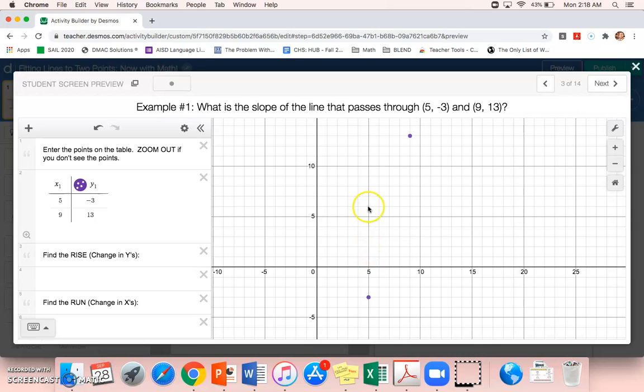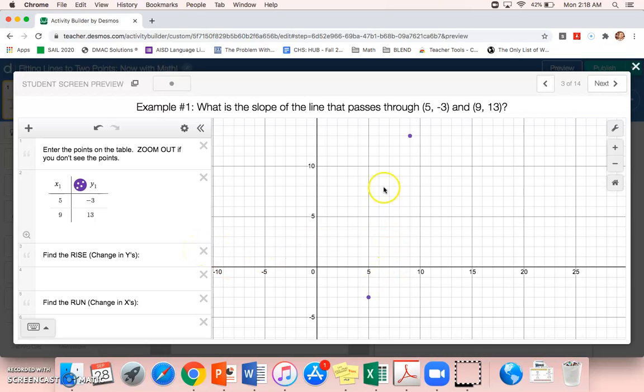This sounds familiar. I could get all the way up here. I could count over 1, 2, 3, 4. That's a little bit shorter. So that's one way to find slope, right, is to count the rise, to count the run, make a fraction, simplify it. There's a faster way.